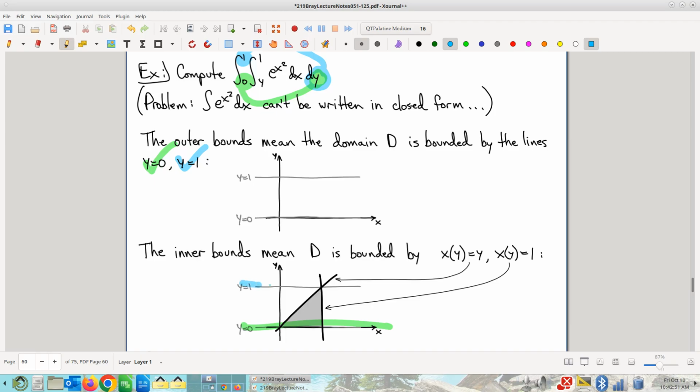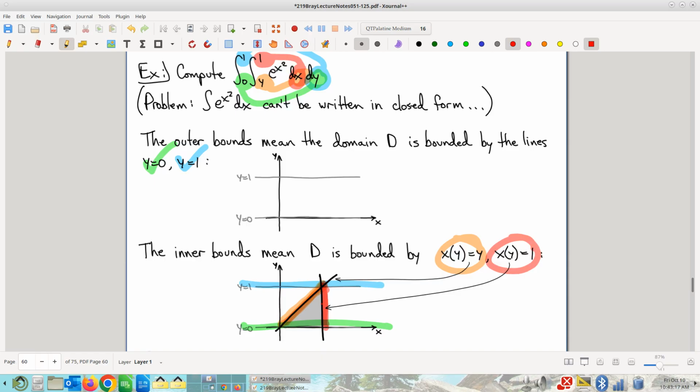All right, so from y equals 0 to y equals 1, there's y equals 0. There's y equals 1. And then notice our inside bounds, x starts at y. So here's the line x equals y. And then it ends where x equals 1. And boom, there's our domain. Nothing to it. Everybody see the process?